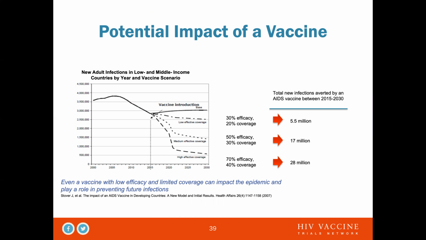And a more ideal scenario would be 70% efficacy with 40% coverage, which would prevent about 28 million new cases in that same time frame. So this modeling exercise clearly demonstrates that even if a vaccine works a little bit and with not so good coverage, it could still play a massive role in impacting the epidemic.